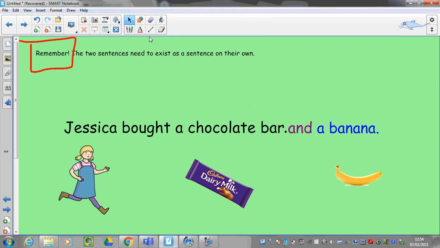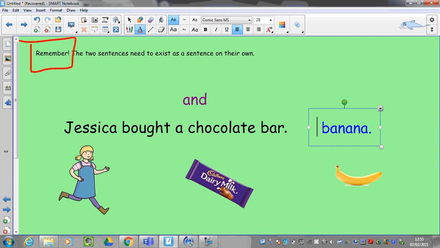And now let's take away the conjunction. Let's have a look whether the other part of this sentence could be a sentence on its own. A banana. Well, maybe it needs a capital letter. So I've got a capital letter, I've got a finger space, I've got a full stop. So is this a sentence? So, your grown-up. A banana.